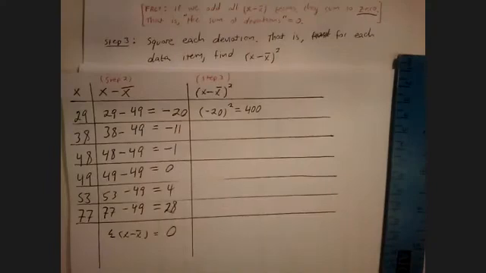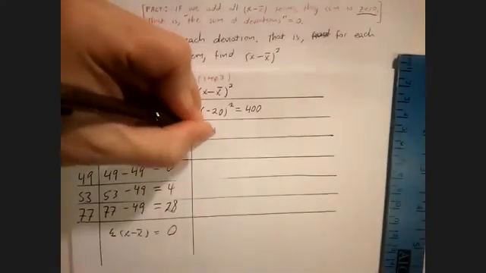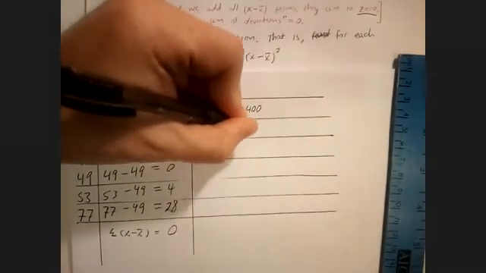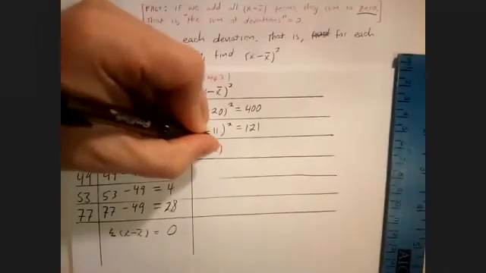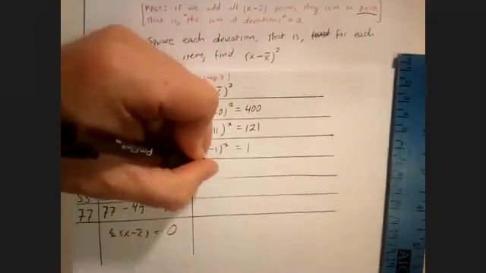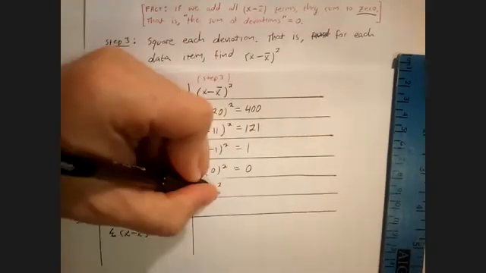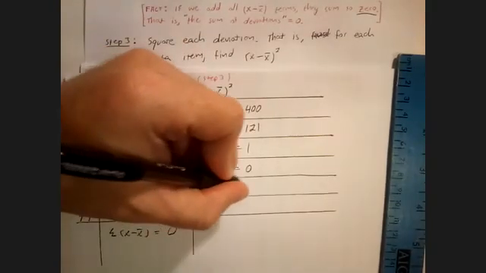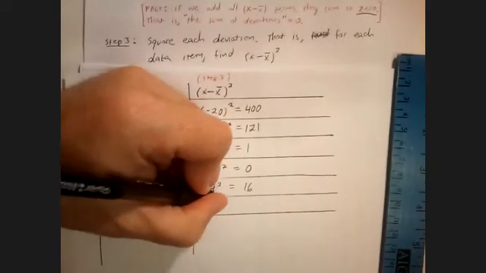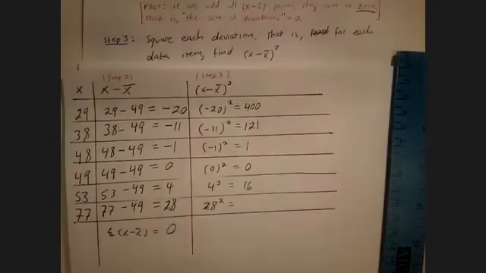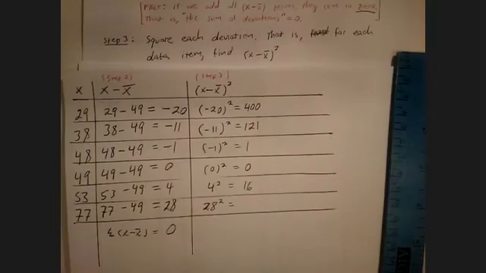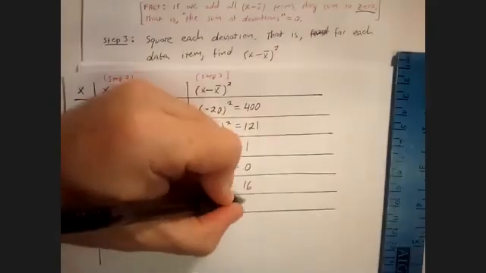All right, so here we go. Minus 11 squared is 121. Minus 1 squared is 1. 0 squared is 0. 4 squared is 16. 28 squared, well, that one's a little more challenging. 28 squared is 784.